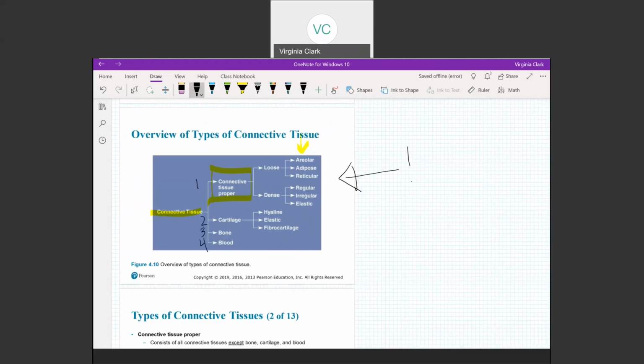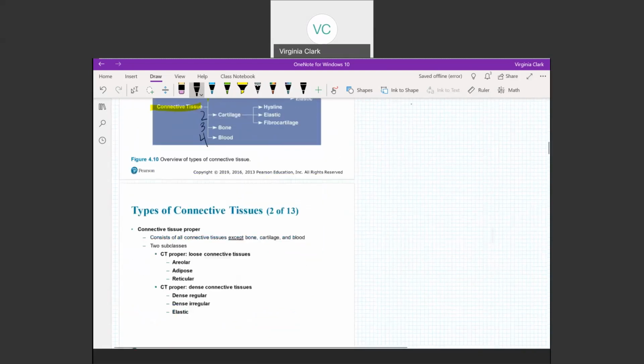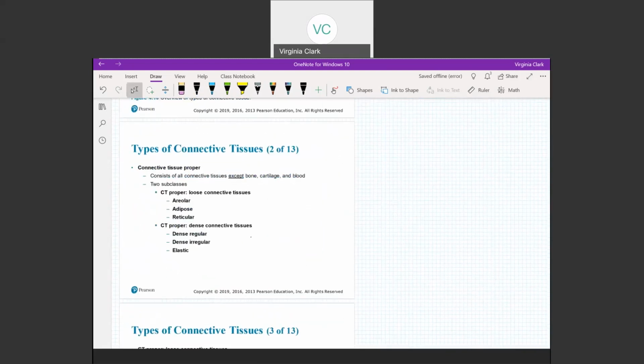Focusing on connective tissue proper, the first type. In this world, this is going to be everything except our bone, our blood, and our cartilage. There's going to be two subclasses. You're going to have the subclass loose connective tissue proper. So it's still our connective tissue proper, but it's loose connective.